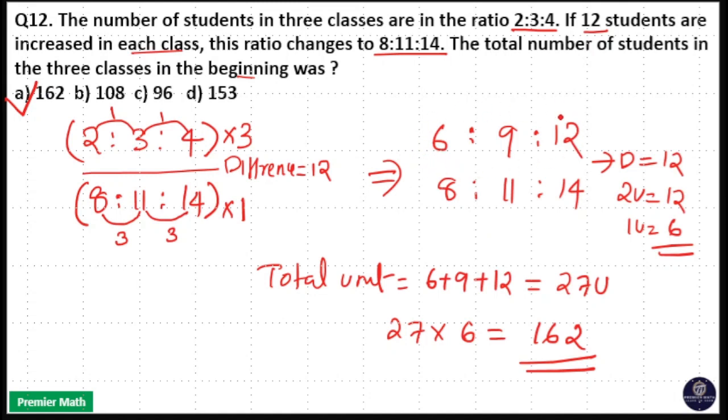Here this is the total unit. In the beginning, the 6 is to 9 is to 12 was the original ratio. So it is 162.